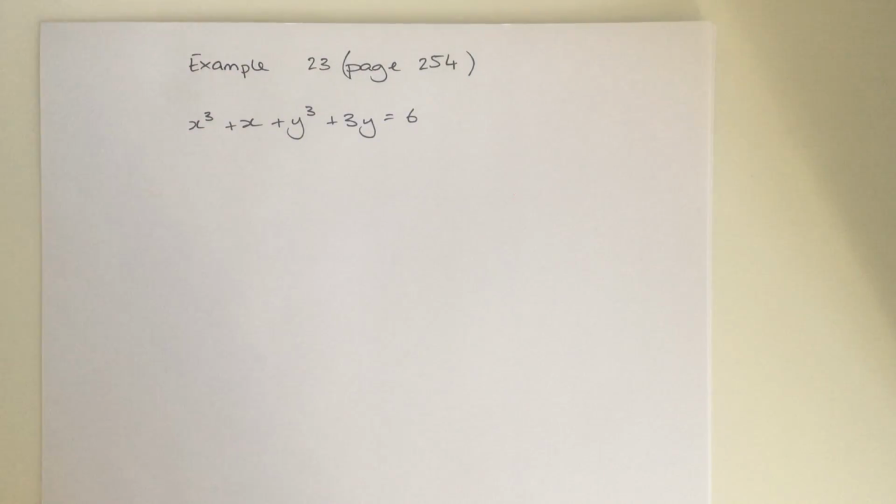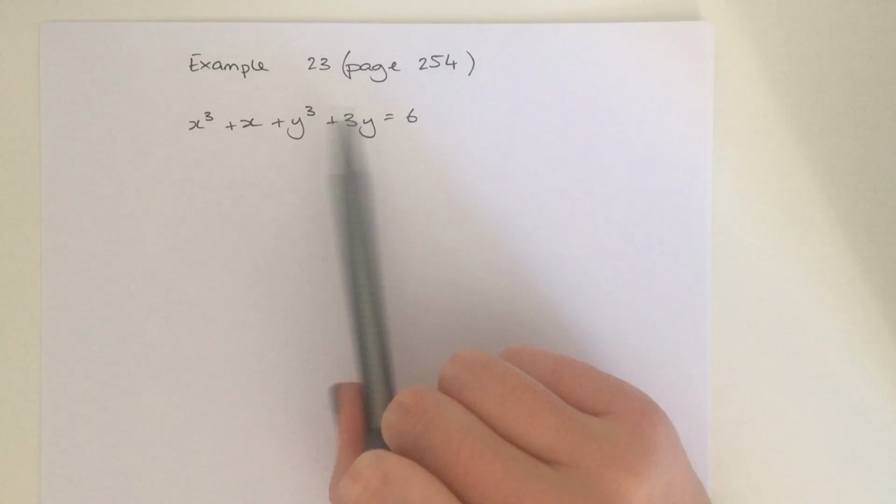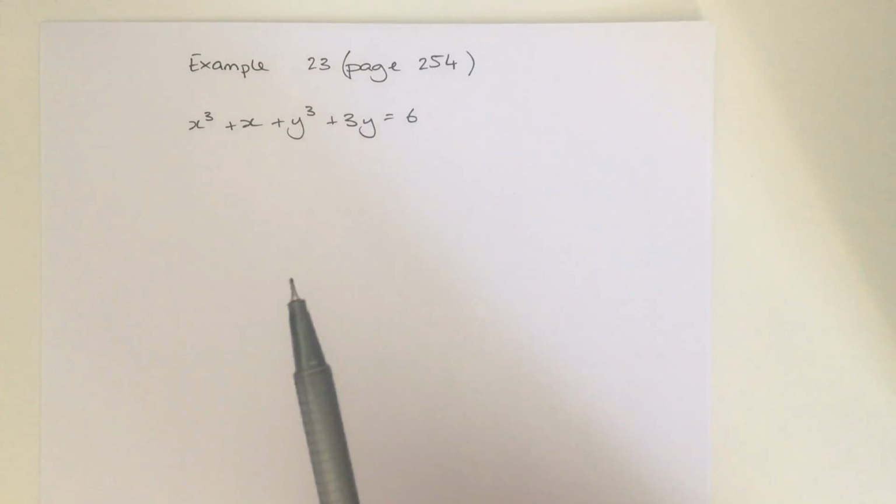Hi, we're going to look at implicit differentiation. If you'd like to, I'd recommend turning to page 254, where you'll see this example, and that's what I'm going to work through today.